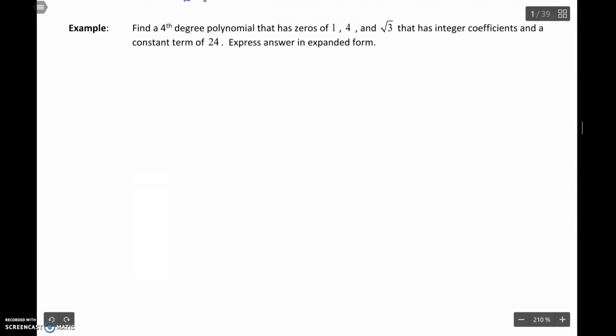All right, last example in the 3.3 notes. Find the fourth degree polynomial that has zeros of 1, 4, square root of 3, that has integer coefficients and a constant term of 24. Okay, lots of stuff here.